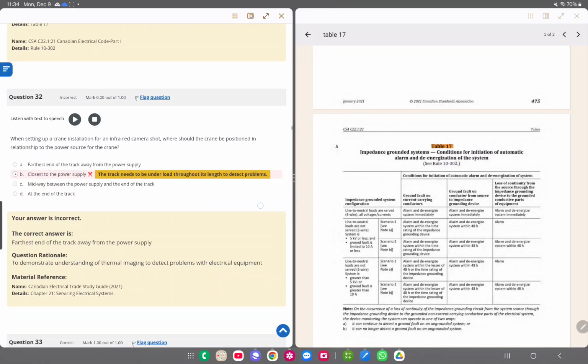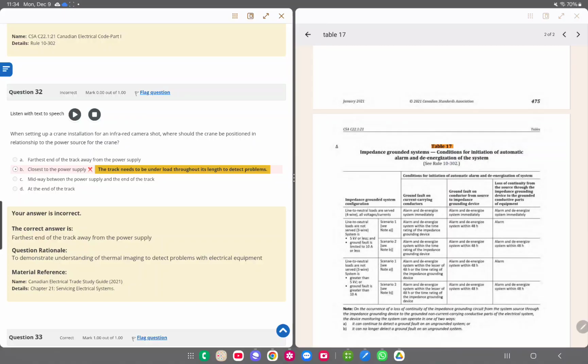All right, when setting up a crane installation for an infrared camera shot, where should the crane be positioned in relationship to the power source for the crane? It should be the farthest end of the track away from the power supply. So any answer that says furthest away from the power supply, I guess that's what we're going to be going with.